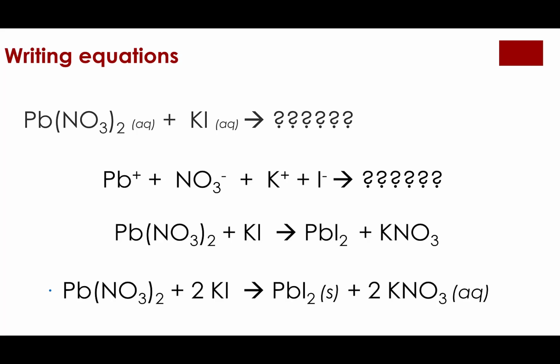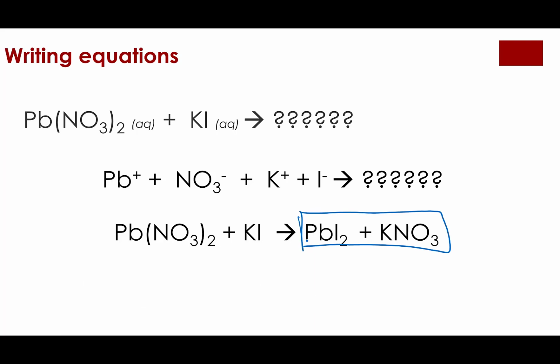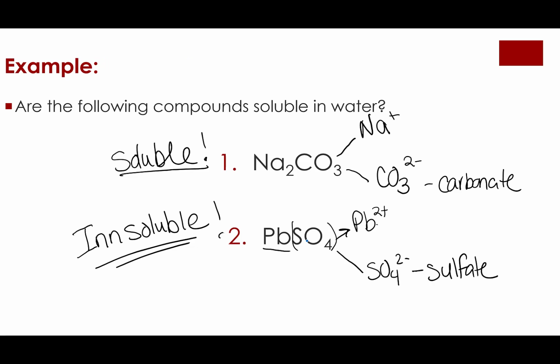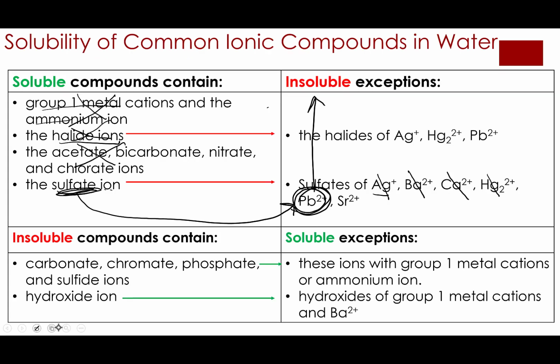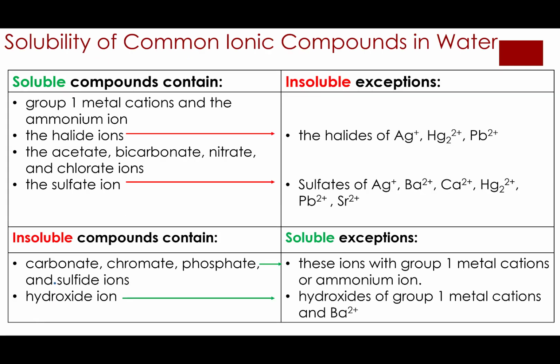The last thing that we need to do is predict which one of these products is going to be soluble and which one is going to be insoluble. So we need to go back to our table to decide that. Let me clear this up. So the two products that we had were lead iodide and potassium nitrate. Okay, so I'm just writing on this slide so we can visually see them again.